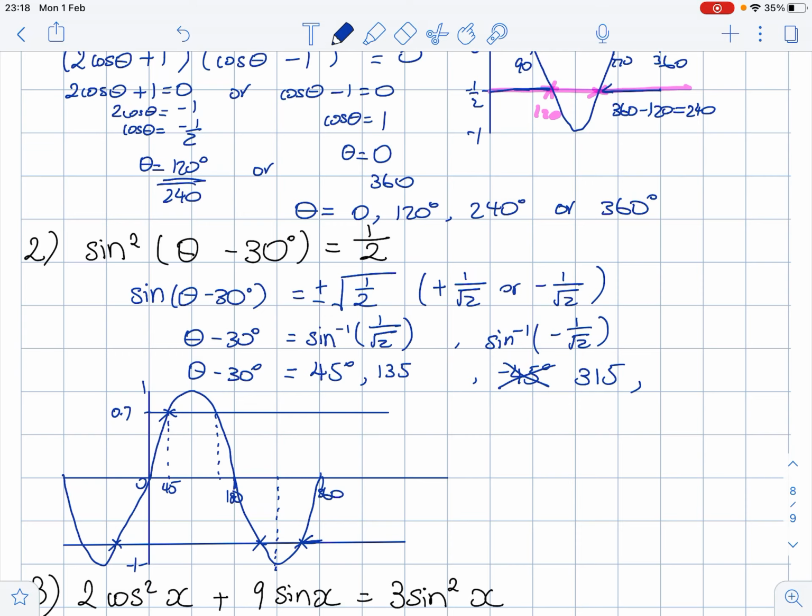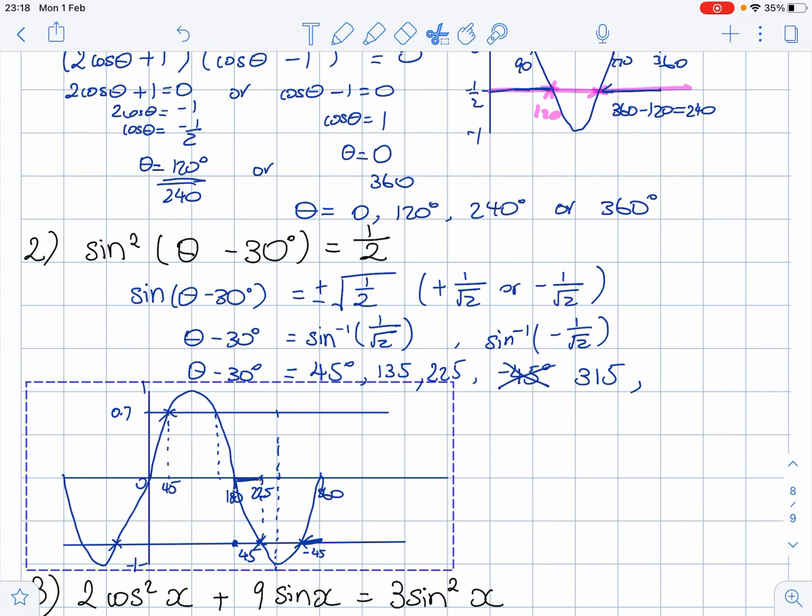Then we can find out this value here because it's symmetrical. So from here to here, we got to minus 45. So from 180 to here, we need to do plus 45. So 180 plus 45 is 225. So this point here is 225. So remember, it's symmetrical. So this distance here is equal to this distance here. So we have our theta.